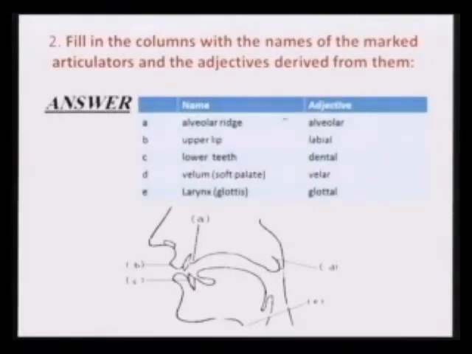A is the alveolar ridge and the adjective is alveolar. Upper lip is B and the adjective is labial. Lower teeth is C and the adjective is dental. D is velum or soft palate and the adjective is velar. And E is the larynx. ممكن تقول glottis and the adjective is glottal.